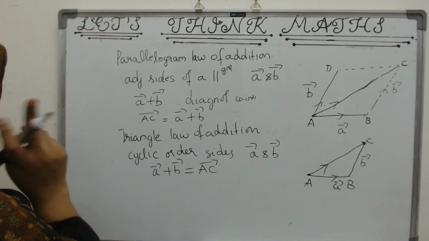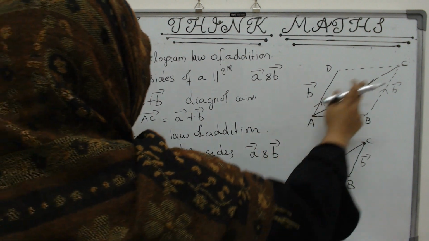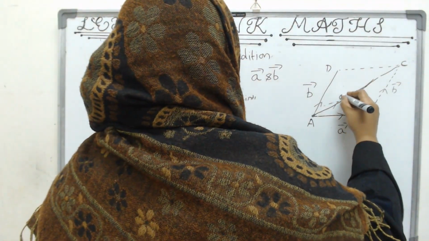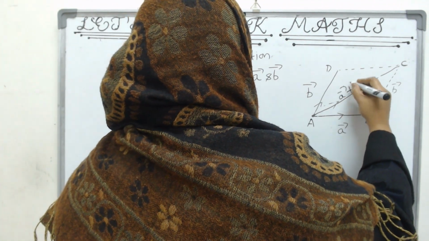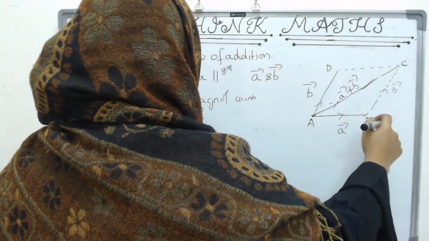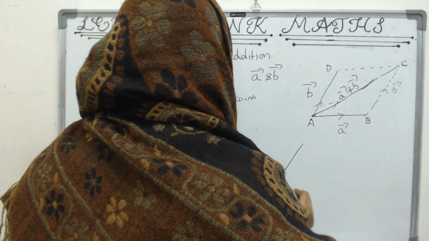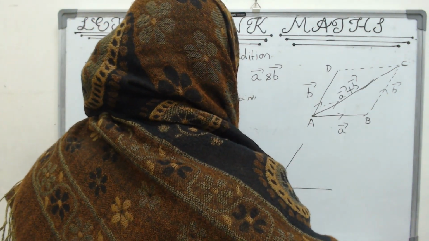Now, before we go, one more thing. We have given one diagonal, right? We saw that one diagonal is A plus B. But there are two diagonals, right? What about this diagonal? Now, I will just recreate this section, not the whole parallelogram.